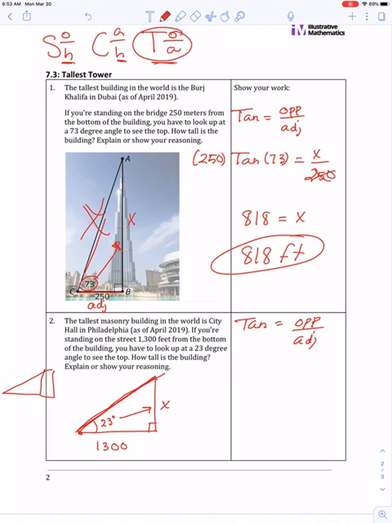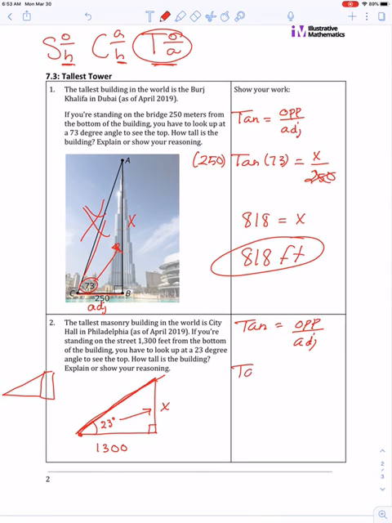I don't care about finding that other angle. It doesn't matter to me. So I want tangent of 23. My opposite side is what we're looking for. My adjacent side here to my angle is 1,300. Same steps. Multiply both sides by 1,300. So tangent of 23 times 1,300. We find out that this building, the City Hall building in Philadelphia, is 552 feet.